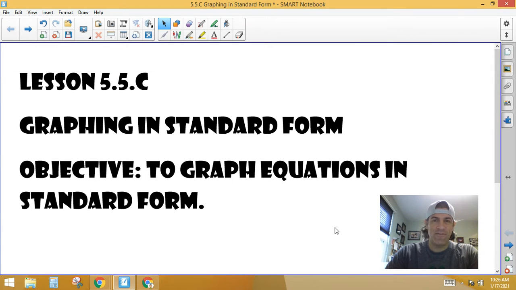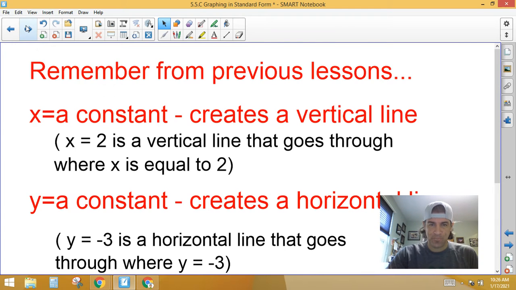We are on lesson 5.5c, graphing in standard form. And what we want to do is just graph equations that are in standard form. We're going to continue to build off of our previous lessons. Before I get right into that, a couple of reminders that coincide with this lesson.